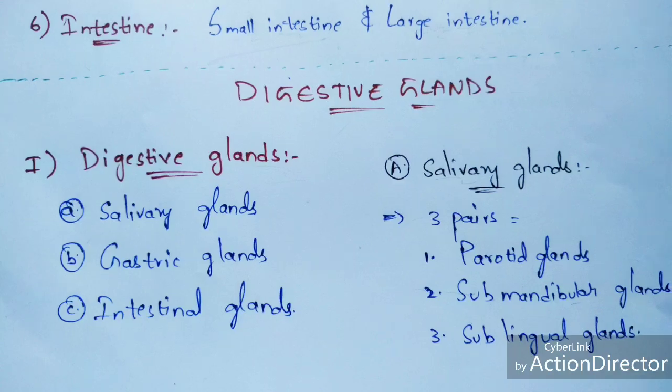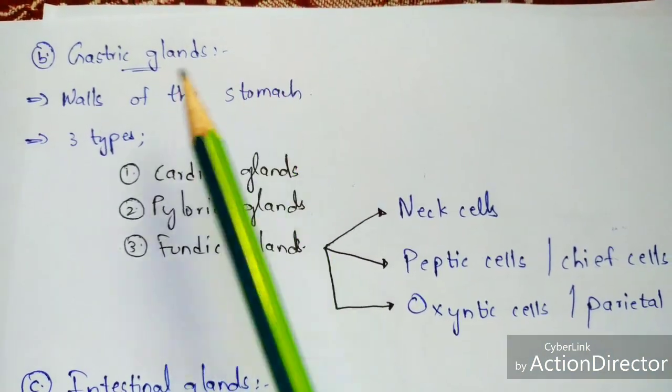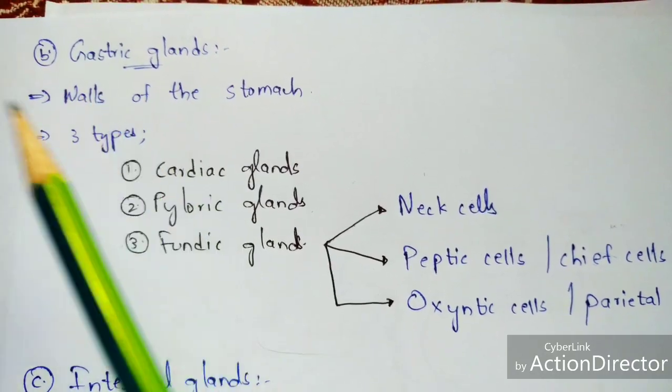Coming to the gastric glands, these are present in the wall of the stomach. At the walls of the stomach these gastric glands will be present, and they are of three types.